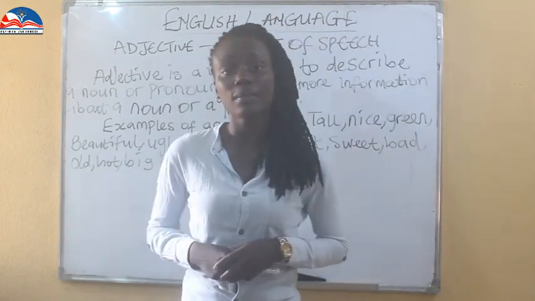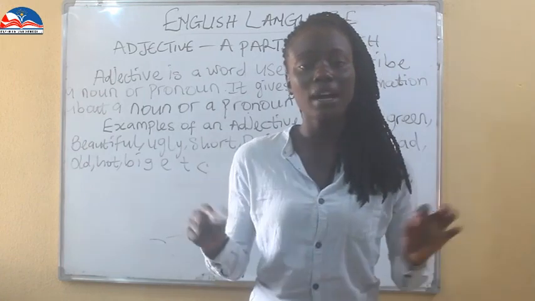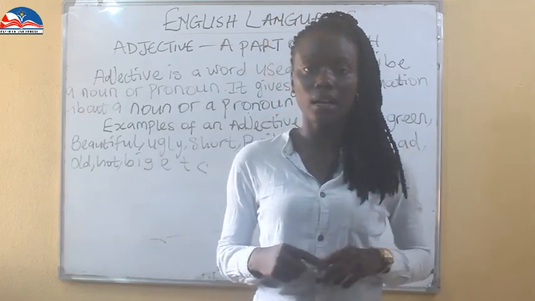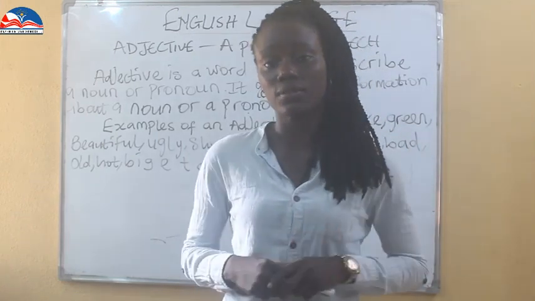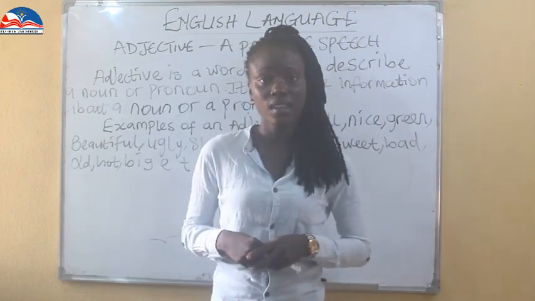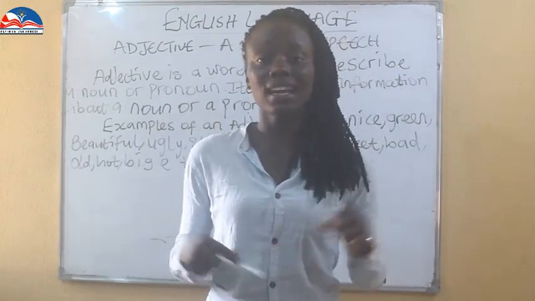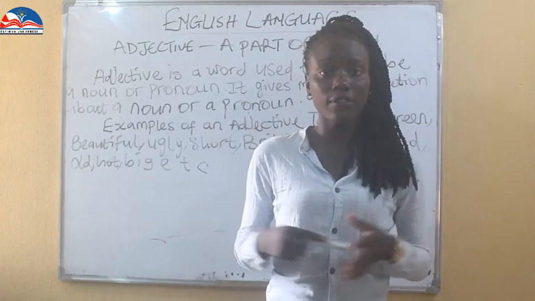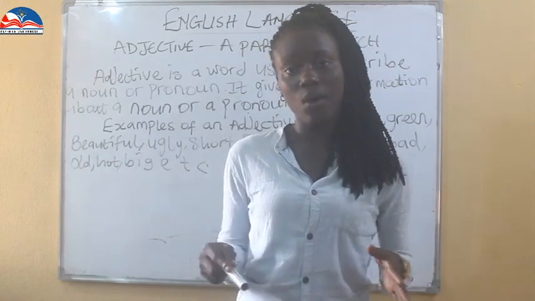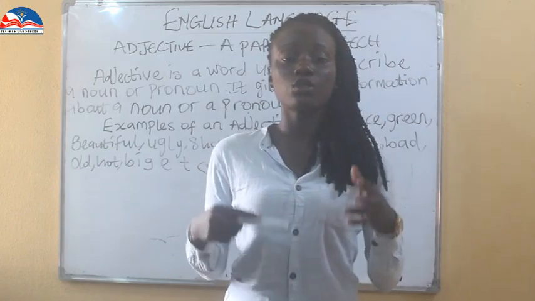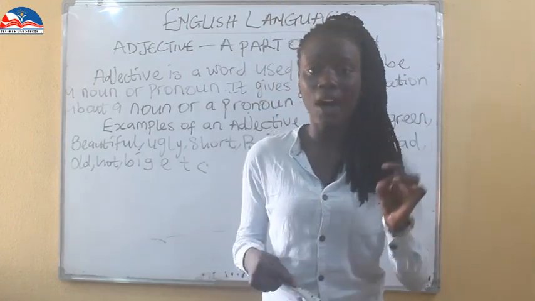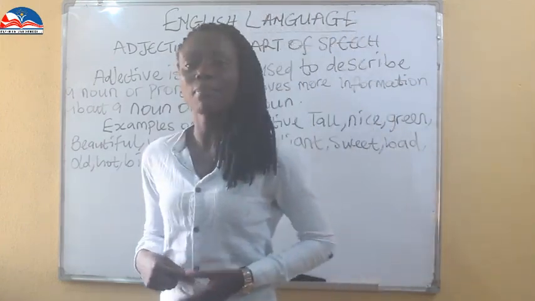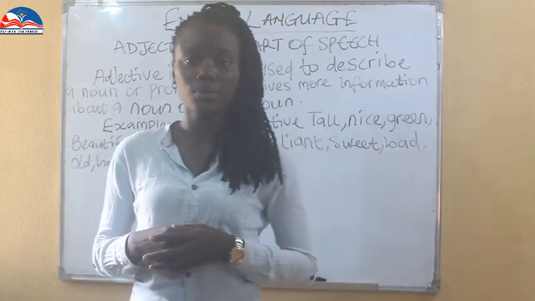But today, we'll be talking about adjective, a part of speech in English language. We've looked at noun and verb, but today we're going to talk about adjective. What is an adjective? An adjective is a word that is used to qualify a noun or a pronoun. When we say qualify, it is used to modify a noun or a pronoun. It is used to describe more about a noun or a pronoun. An adjective gives more information about a noun or a pronoun.